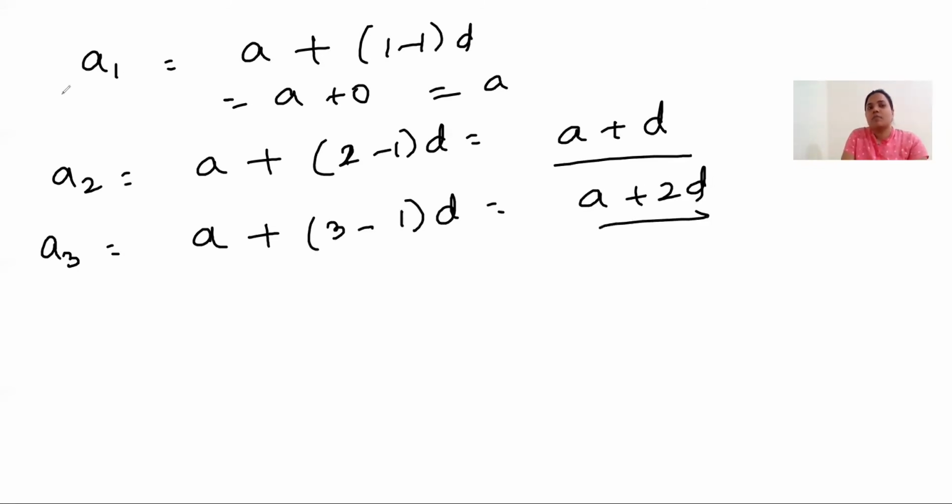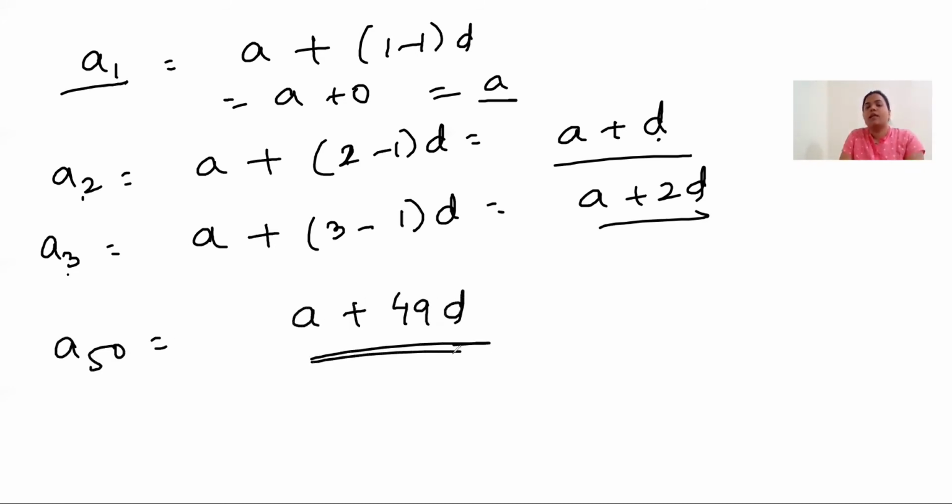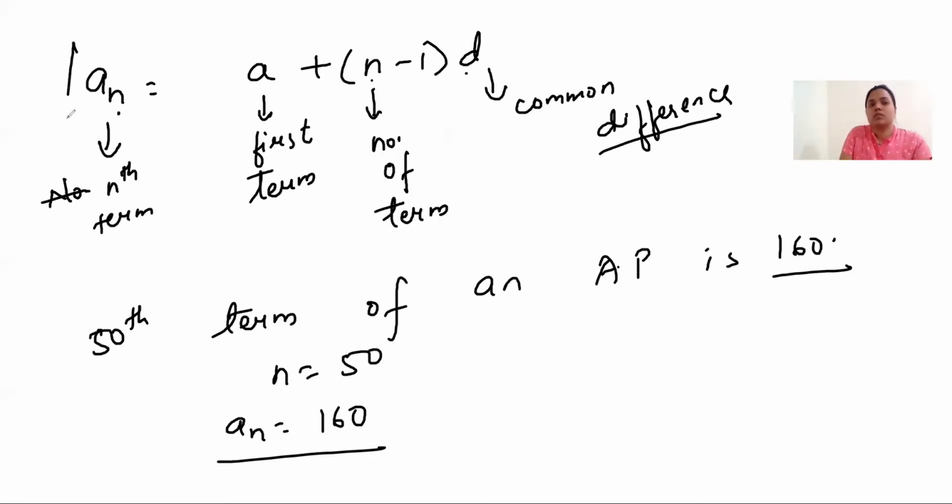So you can see, if you have to find the first term, there is no d. Second term, 1d. Third term, 2d. In the same way, I can write a_50 will be equal to a plus 49d. I can write this directly. Fine. So if we have to find any nth term, we need the number of terms, the common difference, and the first term. We can use this formula.